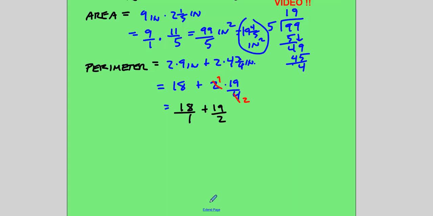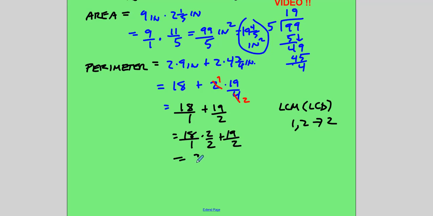Okay, so my least common denominator for 1 and 2 is 2, which is also the least common denominator here. So the first one I have to multiply by 2 over 2. I don't have to do anything to the second one here. Well, that's 36 plus 19 over 2. 36 plus 19 is 55. So this is 55 over 2 inches. Let's write that as a mixed number.